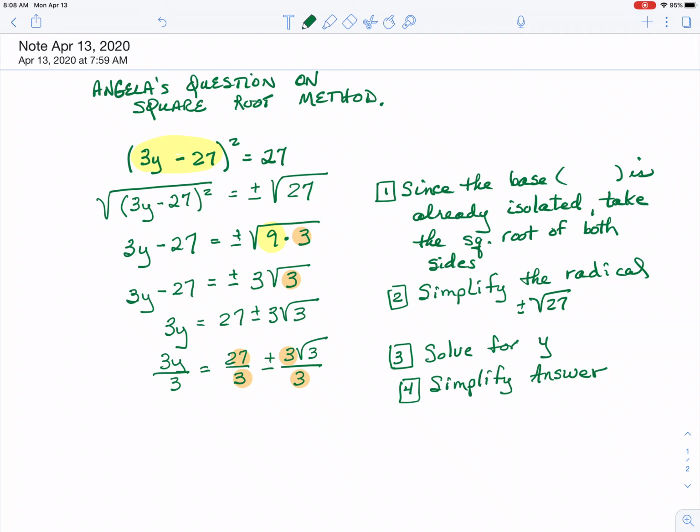All right, so canceling out these 3's, I've isolated y. 27 divided by 3 is 9. And of course, these 3's are going to cancel out, and I will be left here with the square root of 3. So it looks to me like one of the answers is 9 plus the square root of 3, and the other answer is 9 minus the square root of 3.